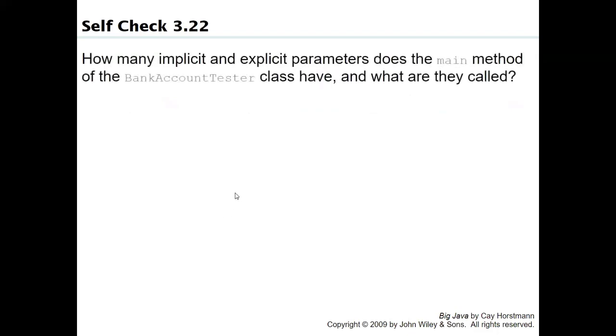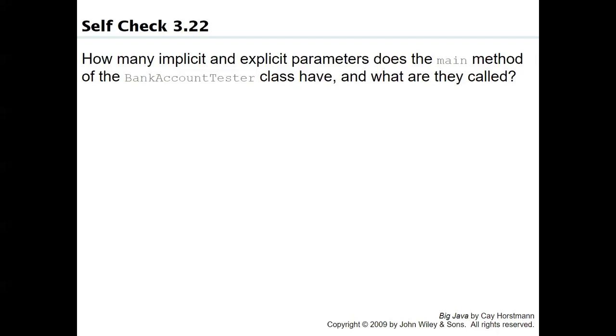Here's another self-check. How many implicit and explicit parameters does the main method of the bank account tester class have? And what are they called? Oh, another trick question. Remember the bank account tester class, the main method is static. It means you don't have to have an instance of bank account tester to call it, which means there is no this. There's no this at all in the main method.